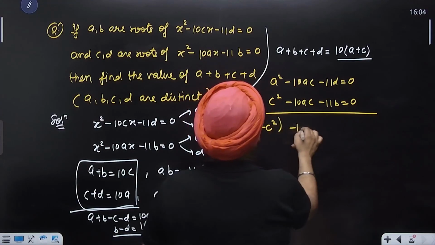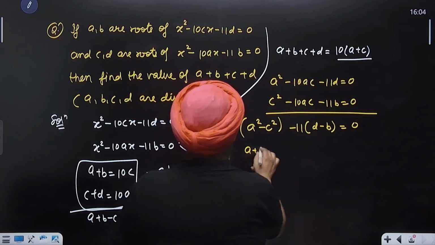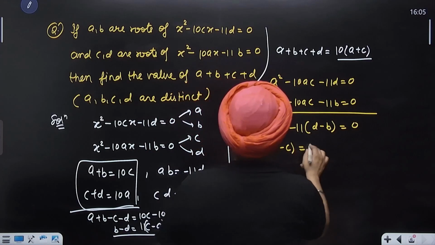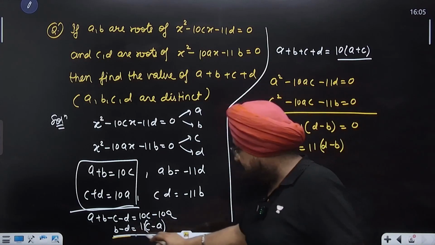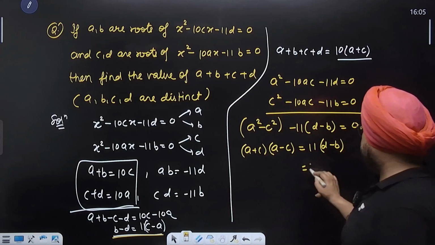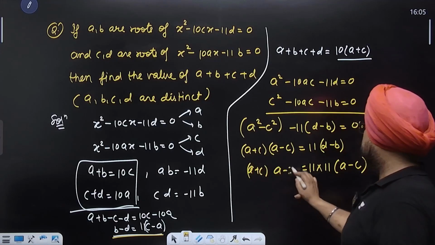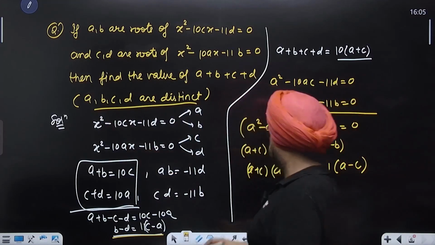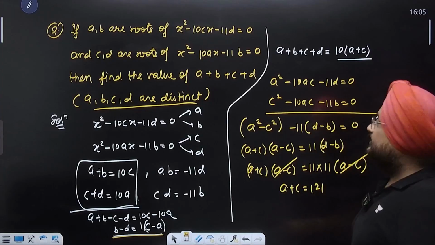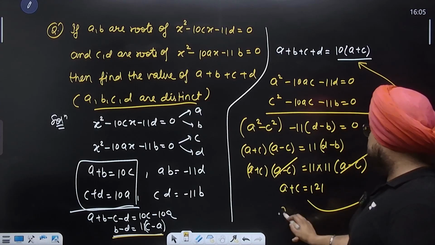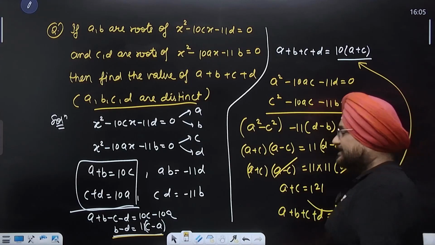a square minus c square minus 11d plus 11b equal to 0. Now a plus c times a minus c is equal to 11 times d minus b. And d minus b is equal to 11 times a minus c. Now a, b, c, d are distinct, so a minus c gets cancelled and a plus c is 121. Put the value of a plus c in that, and a plus b plus c plus d is 1210. The correct answer is 1210.